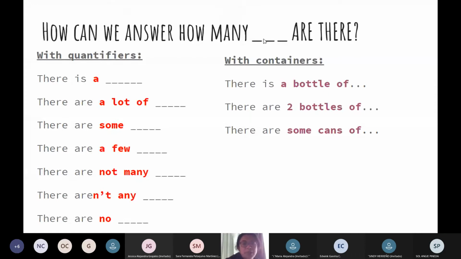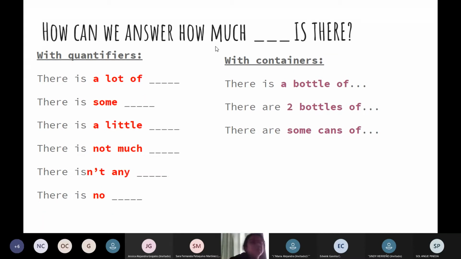So how many, blah, blah, blah. How many eggs, how many people, how many pillows, how many rooms are there? How many? ¿Cuántos? ¿Cuántos o cuántas? All right? And when we use how much, guys, it's similar. We're going to use quantifiers.